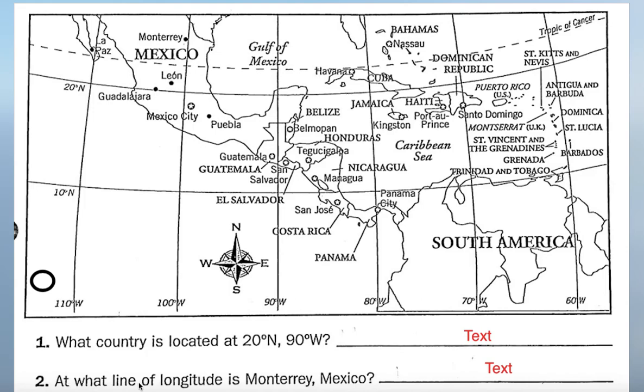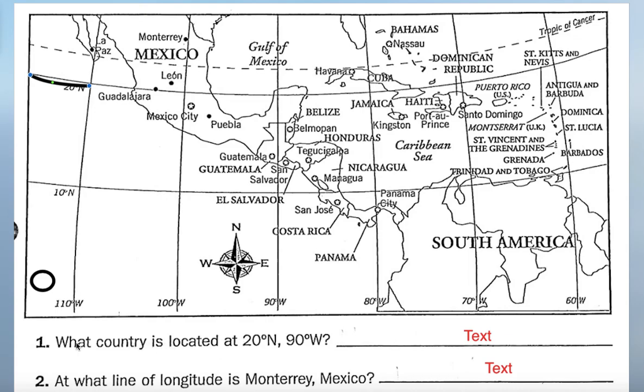Okay? So I'm going to do questions 1 and 2 with you. You can copy these answers, but I would like you to follow along. So number 1 says, what country is located at 20 degrees north? Now, latitude lines always come first. Longitude comes second. So latitude line of 20 degrees north. Well, we have 10 degrees north and 20 degrees north. So we're going to start with this line. Okay, so this is where we're starting, right here.